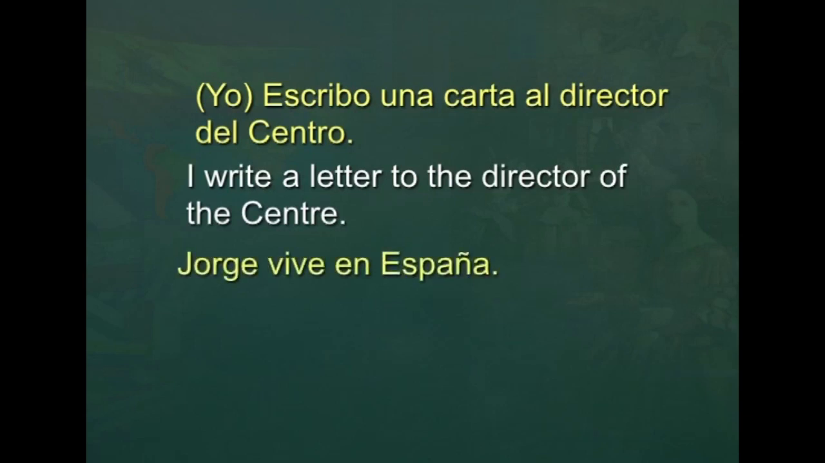Next, Jorge vive en España. Jorge is third person, singular subject. So, the conjugation is vive. The verb is vivir. So, George lives in Spain. Jorge vive en España. Yes, España is Spain. George lives in Spain.